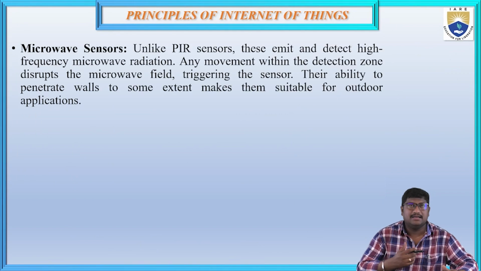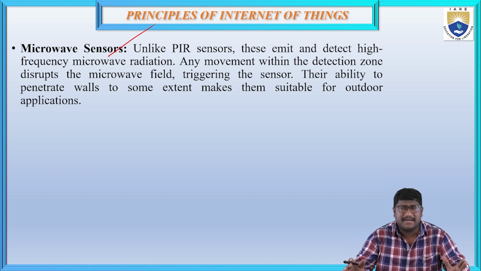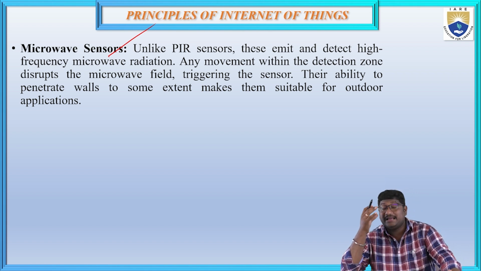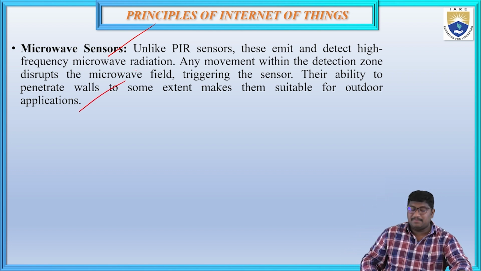And coming to the next one, the microwave sensor. It is a little bit unlike the PIR, passive infrared sensor. Here, these sensors emit and detect high frequency microwave radiation. Any movement within the detection zone causes some disruption in the microwave field, which triggers the sensor, and this gives an ability to penetrate walls to some extent and makes it suitable for outdoor applications.